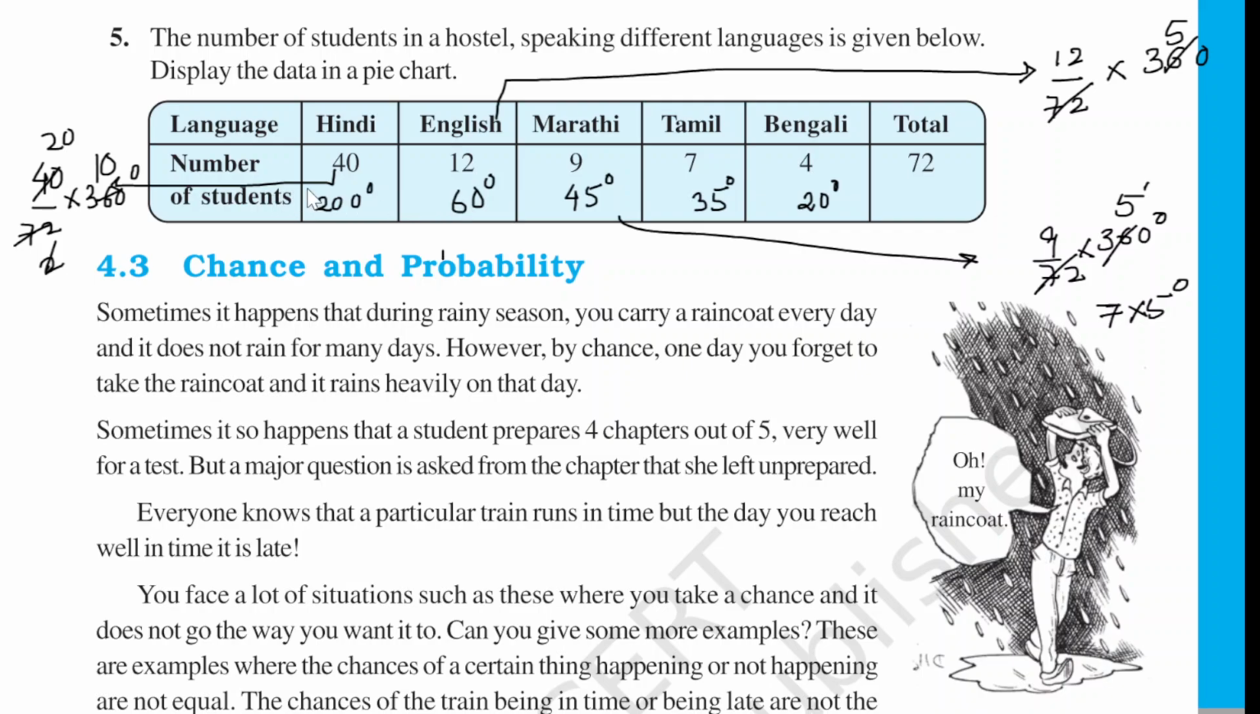If we add these central angles, this should come to 360 degrees. Now we will check it. 200 plus 60 is 260. 260 plus 45 is 305. 305 plus 35 is 340. 340 plus 20 is 360 degrees. So our division is correct. Now we have to represent this in the form of a pie chart.